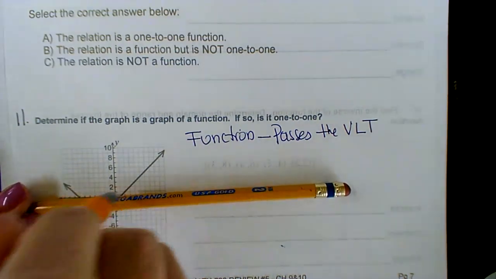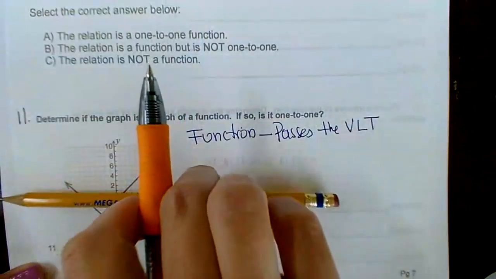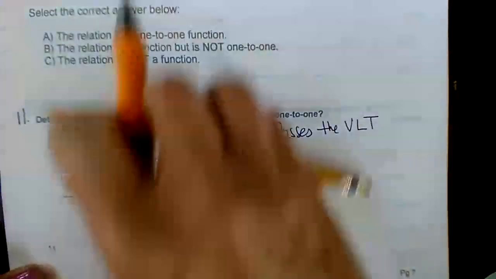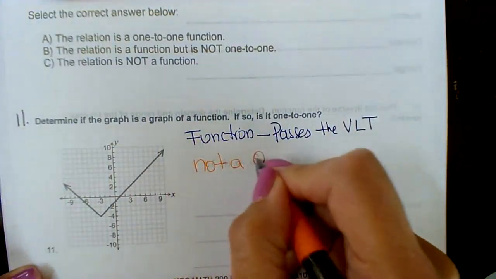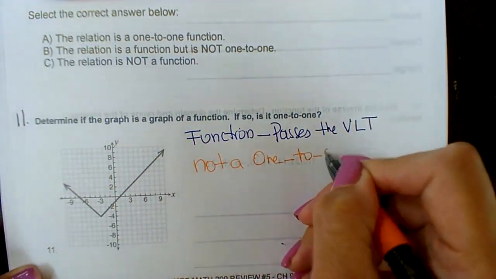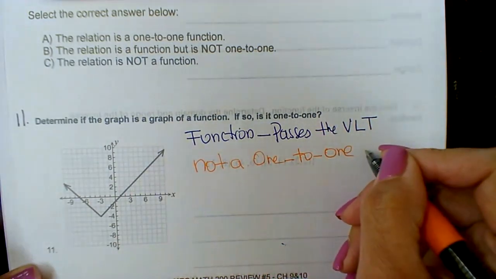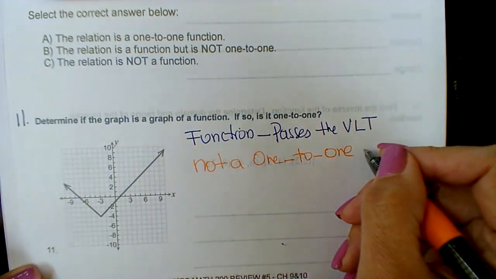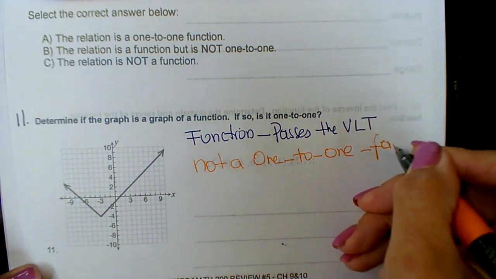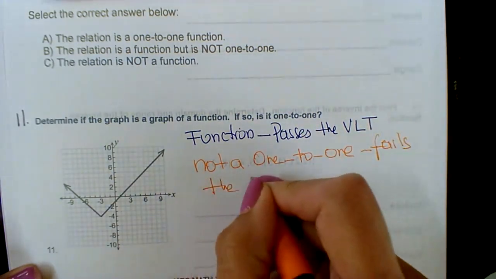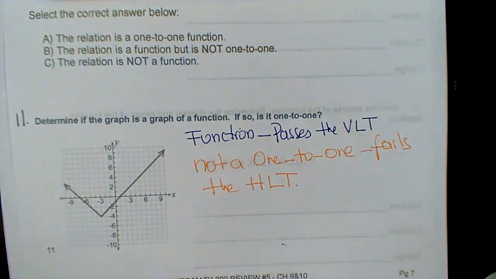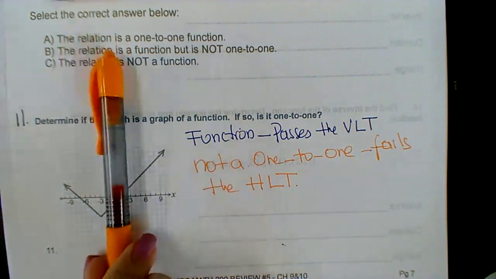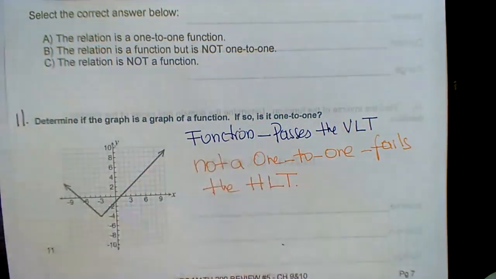It touches in two places. It doesn't pass the horizontal line test. So we're going to write down not a one-to-one. Okay? And why is that? It fails the horizontal line test. That's it. Passes the vertical, but it doesn't pass the horizontal.